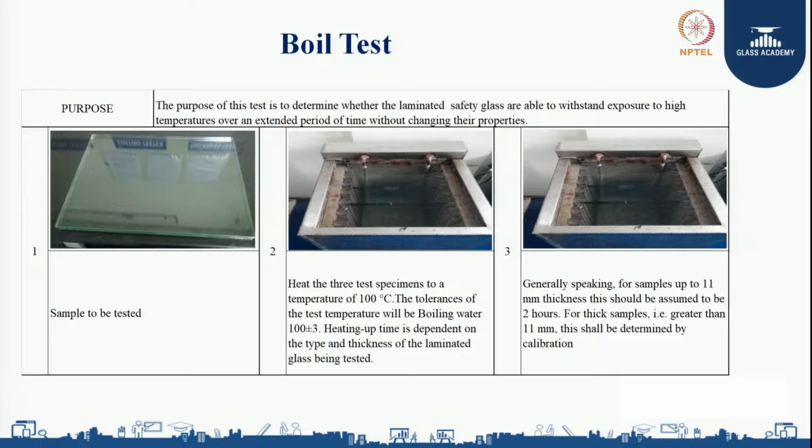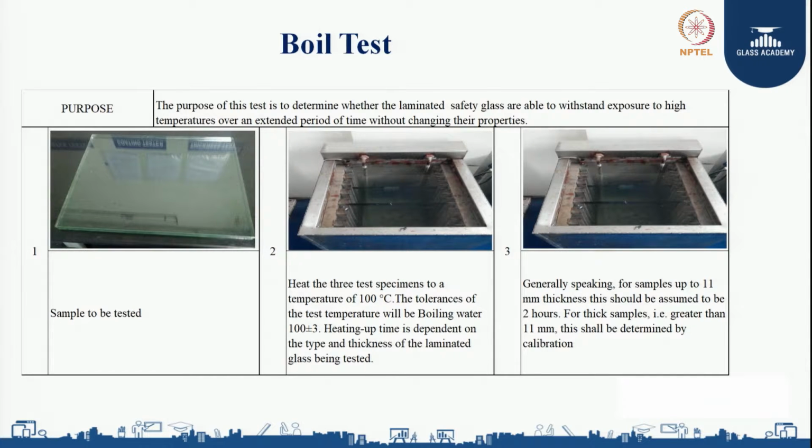You can see in the second figure, heat the 3 test specimens to a temperature of 100 degrees centigrade. The tolerance of the test temperature will be boiling water 100 degrees plus or minus 3 degrees centigrade. Heating time is dependent on the type and the thickness of the laminated glass being used. Generally speaking, for samples up to 11 mm thick, this should be assumed to be 2 hours. For thick samples, that is greater than 11 mm, this shall be determined by calibration.